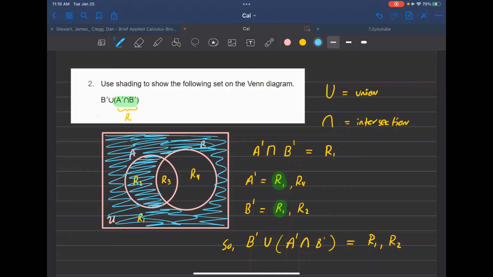All right, so I hope this makes sense. Now you can extend this idea with 3 sets, and we'll take a look at that later. I hope you enjoyed. Take care.